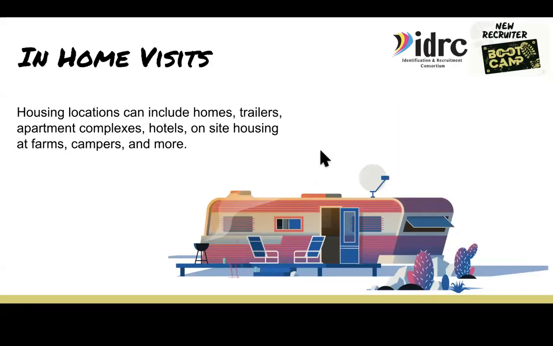Housing locations can be a wide variety of things, including homes, trailers, trailer parks, mobile parks, apartment complexes, hotels, on-site housing at farms, even campsites. I found recruiters who were camping before for a summer while they worked tomatoes. And so all of these things can be different housing sites. When we're talking about balanced recruitment, you want to make sure that you're talking about all of them and not just one type of house.